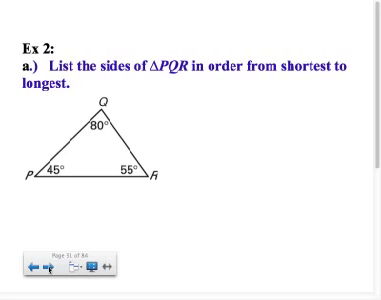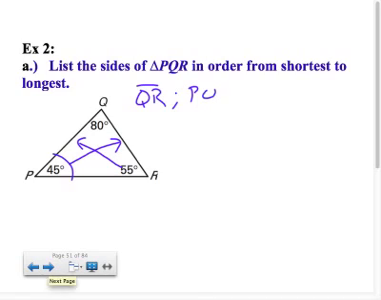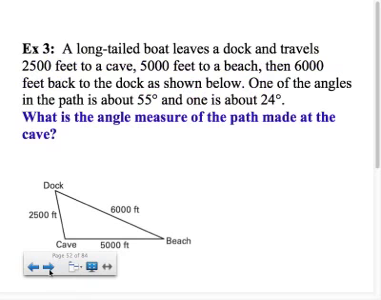It says list the sides of PQR in order from shortest to longest. So all you're doing is identifying angles first. Your smallest angle is 45, which means your shortest side is QR. So QR is your shortest. PQ is your middle side. And your longest side here is obviously going to be PR because it's across from the 80. So pretty basic idea. That's what we're looking at.